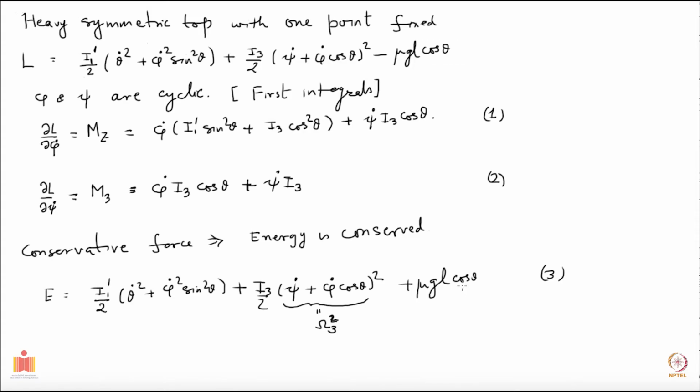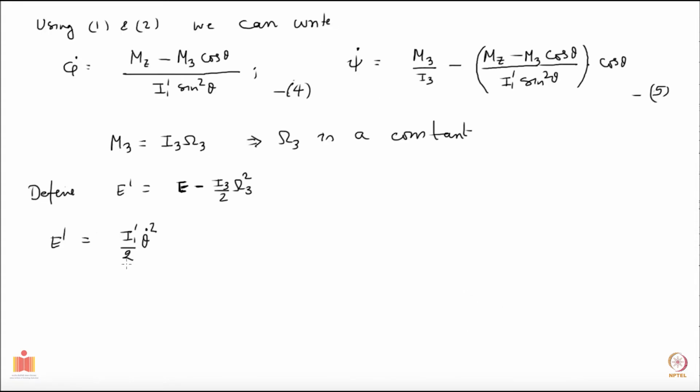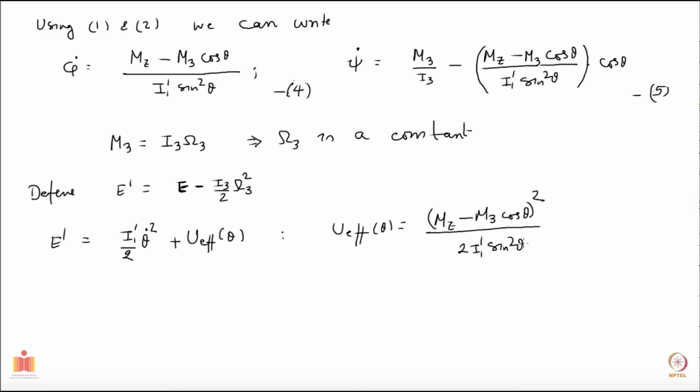This involves only theta. So I define a new quantity which is a function of only theta, and I call it U effective theta, where U effective theta is defined by Mz minus M3 cos of theta, this whole thing squared, and we should divide it by 2 I1 prime sine square theta. Make sure that there are no mistakes. I think this is correct. Plus mu gl cos of theta.